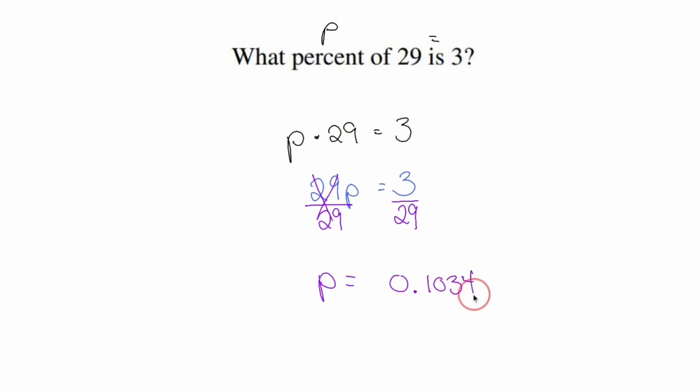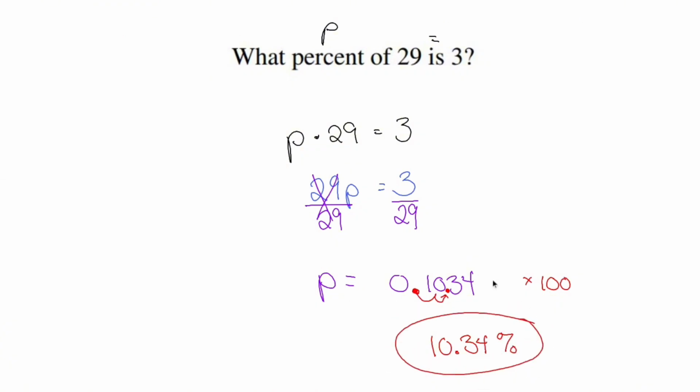Okay. Now, this is not my answer. This is just P. I have to turn this into a percent. The way you turn a decimal into a percent is you multiply it by 100. Now, what that means is you take your decimal place and you move it to the right 2 times to create a new decimal place. Rewrite that number as 10.34 and attach your percent, and that's going to be my guy. So 10.34% of 29 is 3.